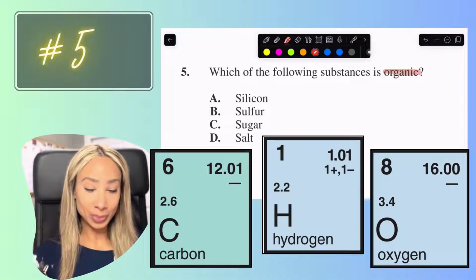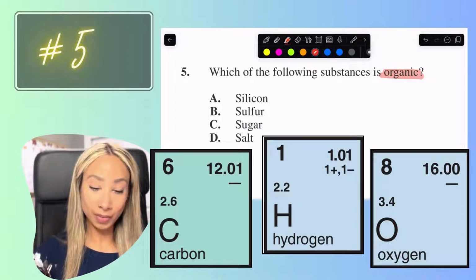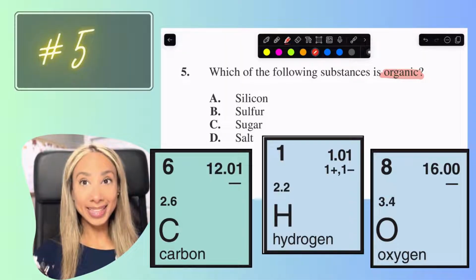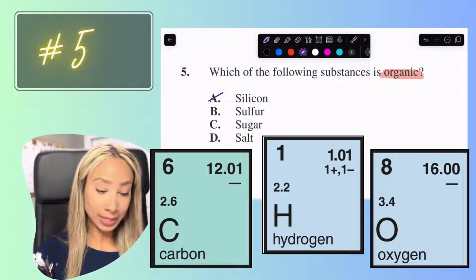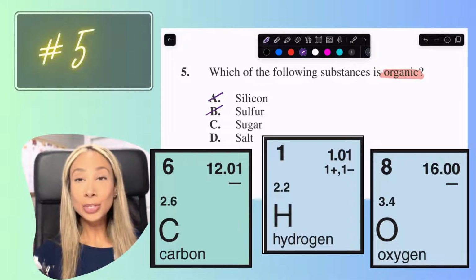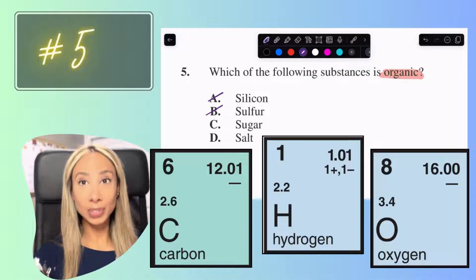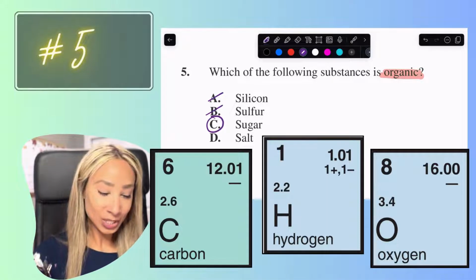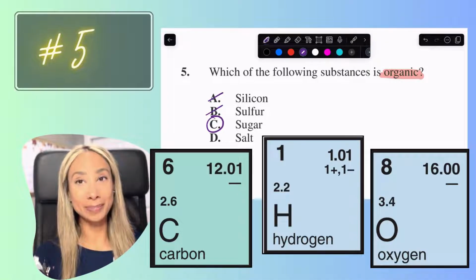Let's just go through this one really quickly. We want to know which of the following is organic, meaning this time we're looking for the carbon, hydrogen, and oxygen. Silicone is just an element on its own. That's not going to work. Same thing with sulfur. So then we can notice a pattern. The PAT does want you to recognize the difference between salt and sugar. We know salt is sodium chloride, and we know sugar is going to contain our carbon, hydrogens, and oxygens. So our answer for this one is going to be C.